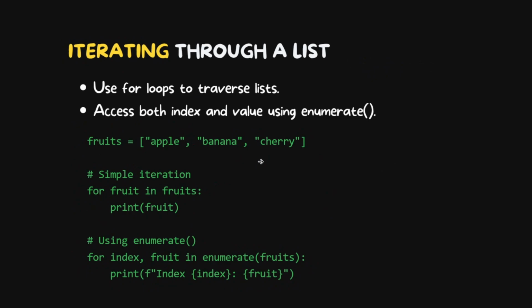We can also use the enumerate keyword to get both the index and the value. So by using enumerate, we can get both the index and the value.